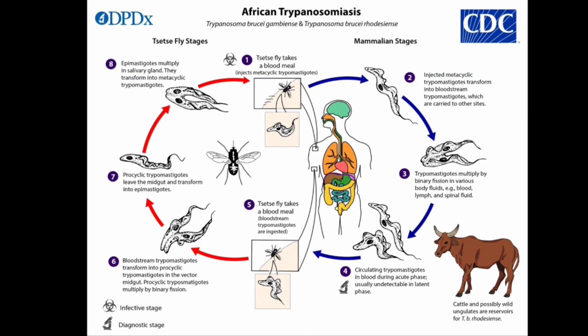Now inside the gut of the tsetse fly, they are going to again transform into procyclic trypomastigotes, which are going to again multiply by binary fission. They enter the salivary glands and transform into epimastigotes, which are then multiplying in the salivary glands and resulting in the formation of the metacyclic trypomastigotes, which are going to be the infective stages for the parasite. Infective for human beings.